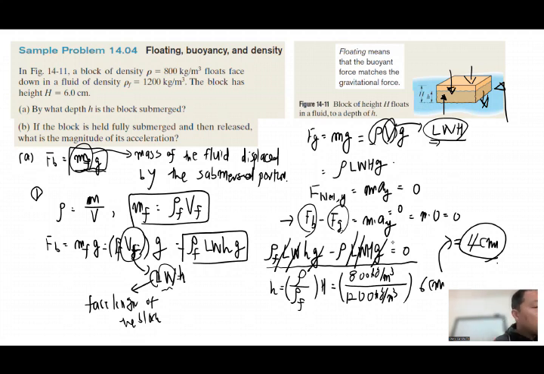Now let's take a look at the acceleration. For part B, the block is held fully submerged, then released. What is the magnitude of its acceleration? You press the box so that it is completely submerged in the fluid, and then you let go. Then the buoyant force will push the box back up, so it starts to accelerate from rest. We need to find the magnitude of its acceleration from that condition.